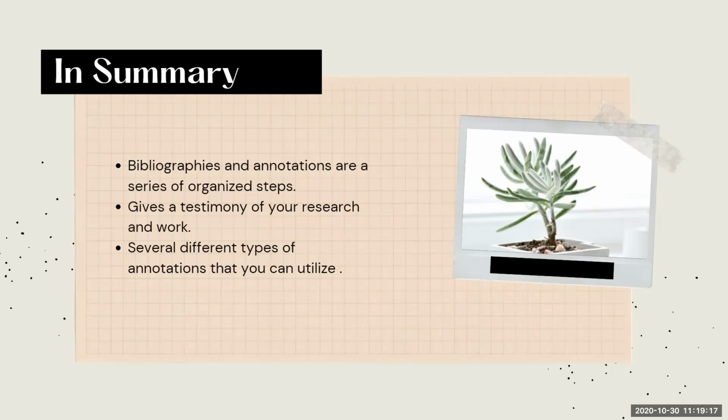In summary, bibliographies and annotations are a series of organized steps that really help give a testimony of your research and your work, and they give insight as to how you're utilizing the research in your essay. They're really helpful in the beginning stages before you actually start writing because they help you start thinking about how you're going to utilize your research rather than writing your paper and trying to fit your research in as you go along. There are several different types of annotations that you can utilize, and all of them work just as well. It just depends on how you want to relay the information.